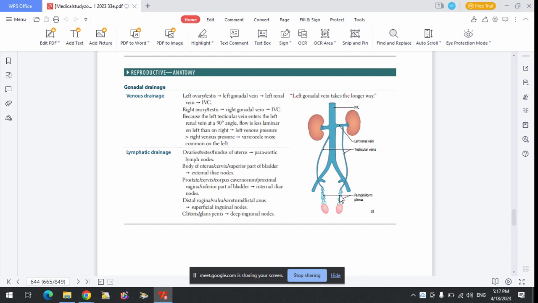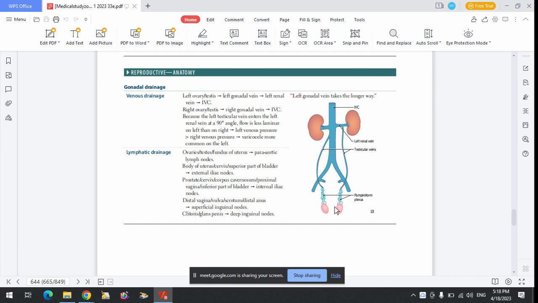So when this pampiniform plexus becomes distended, that's what we call the varicocele, right? Varicocele, yes. Varicocele is very bad for the testes because it increases the pooling of blood here. I know that blood is warm. Blood is warm, so it increases the temperature of the testes, which can easily damage the Sertoli cells.